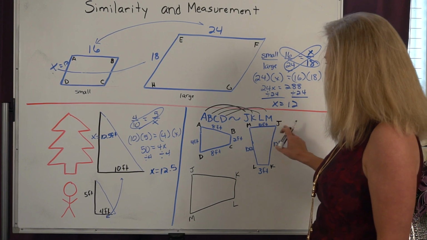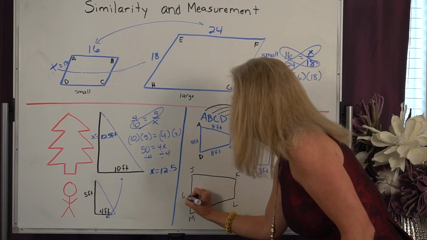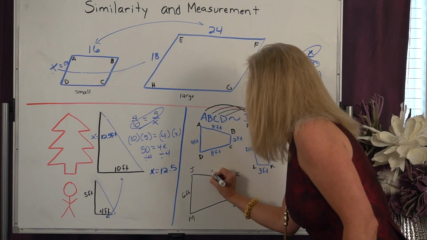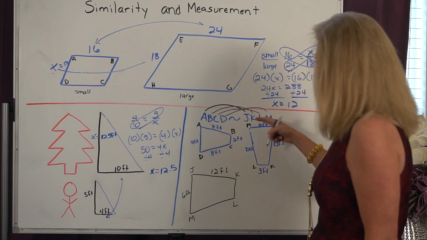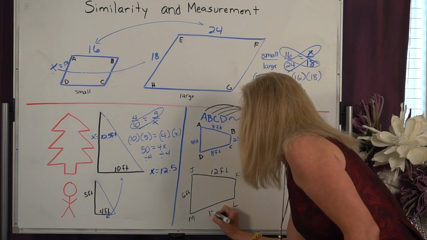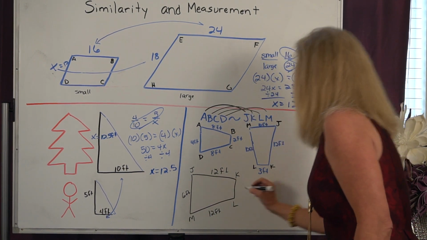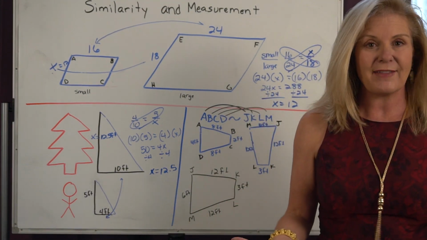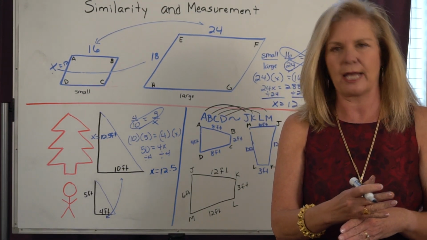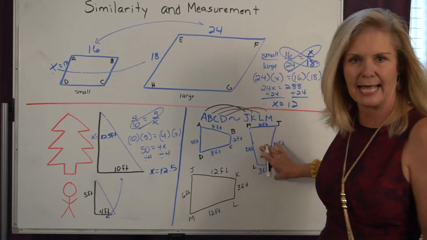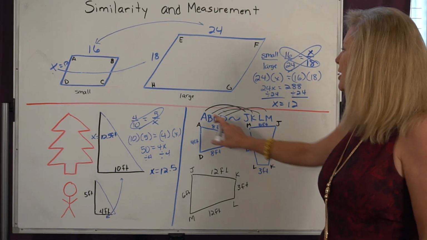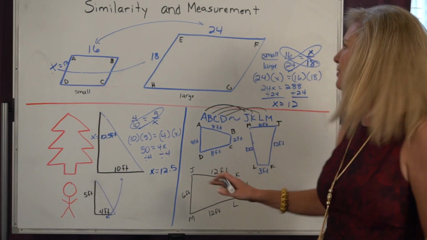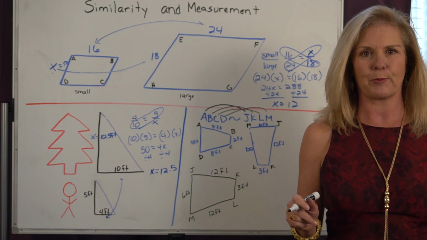So I know that J to M is 6 feet. I know J to K is 12 feet. I know M to L is 12 feet. And L to K is 3 feet. Then once I have that set, I can solve for my unknown. So this is frequently how you're going to see these problems. Always remember to just read the key, redraw your figures, and then you can go back to solving their proportions.